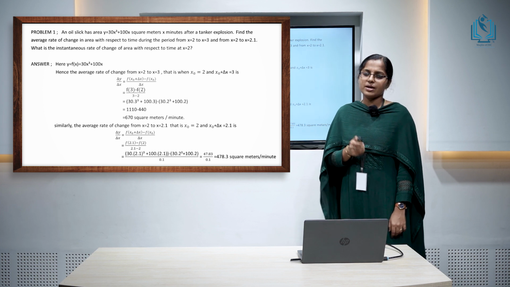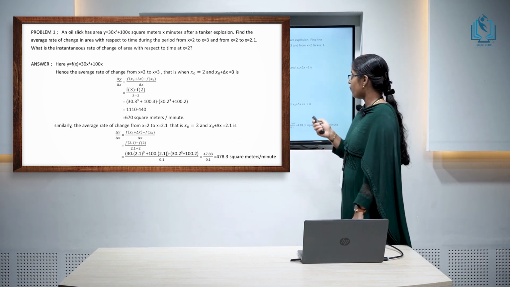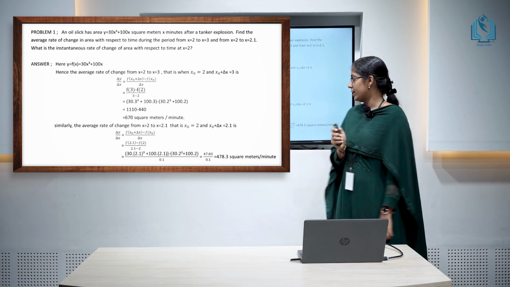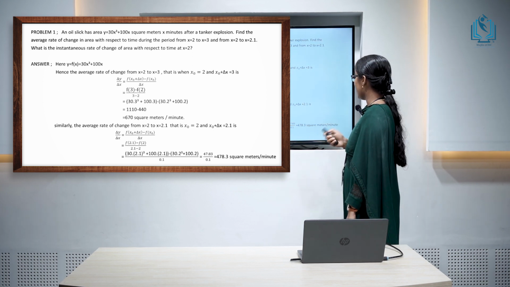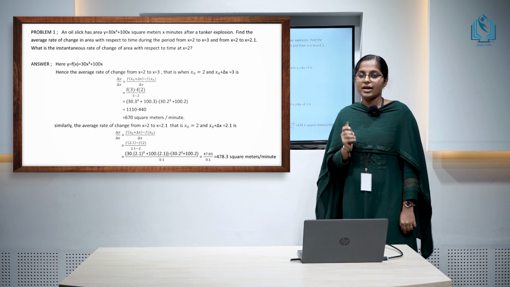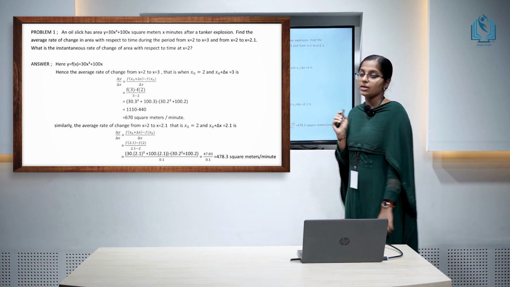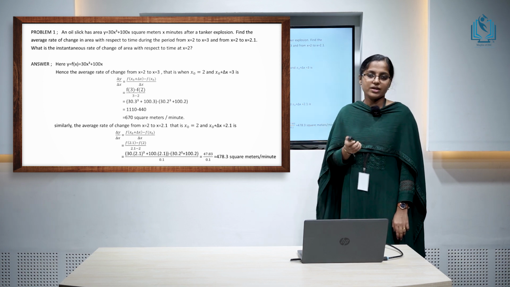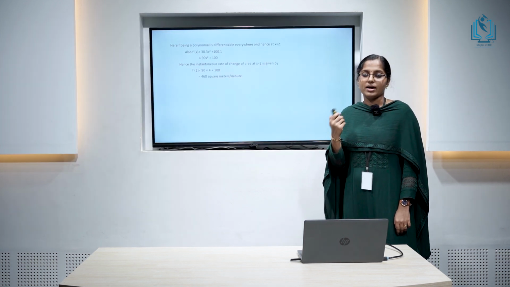That is, delta y by delta x is equal to f of 2.1 minus f of 2 divided by 2.1 minus 2, and we get the answer 478.3 square meters per minute. So, the first question is solved: find the average rate of change. And we have another question.